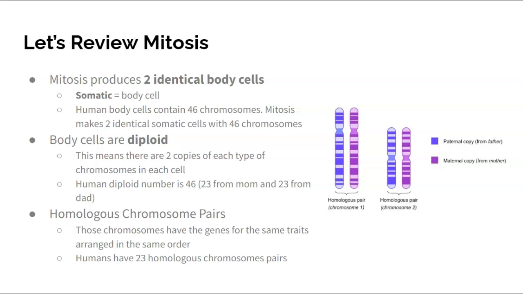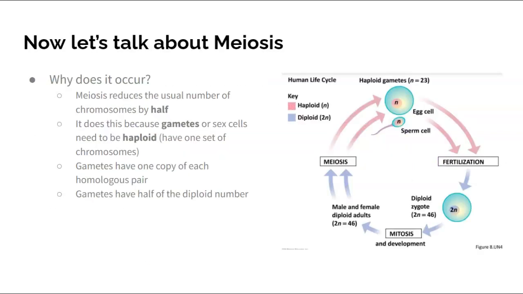But let's introduce you to a new word that sounds very similar but is very different. Meiosis. Because of course, science names things like this, right? So, meiosis. What is it? What does it do? Why does it occur? What's happening? So meiosis is the production of sex cells. So when a cell goes through meiosis, it reduces the usual number of chromosomes by half. So if in a normal human cell, I have 46 chromosomes, after my cells go through meiosis, I'm going to have half of that number, or 23.